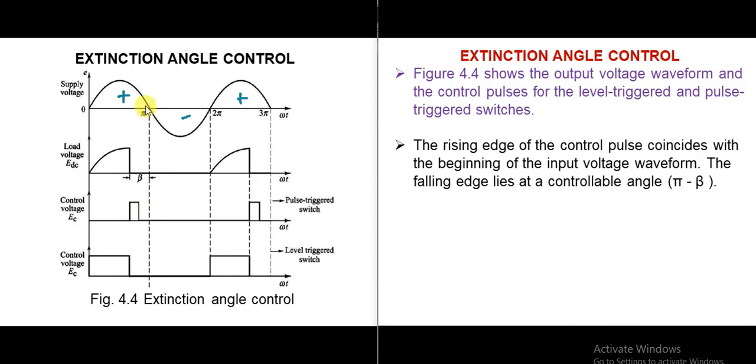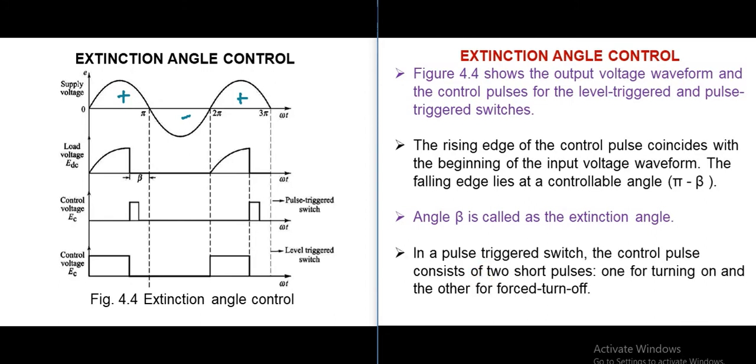So what is pi? It is a complete half cycle, the positive half cycle from 0 to pi. And only this angle we are controlling. If we are controlling this angle, we are controlling the firing angle. And what is the meaning of beta? Beta means the time period when we will not get any output. Beta is called the extinction angle, meaning we will not get any output.